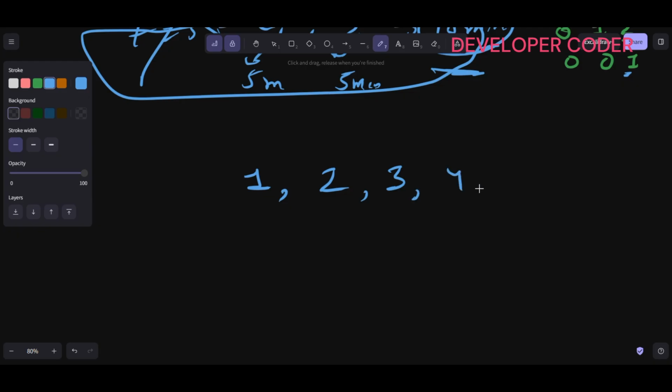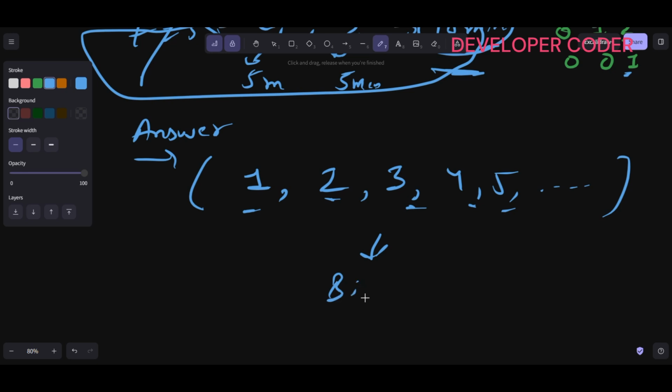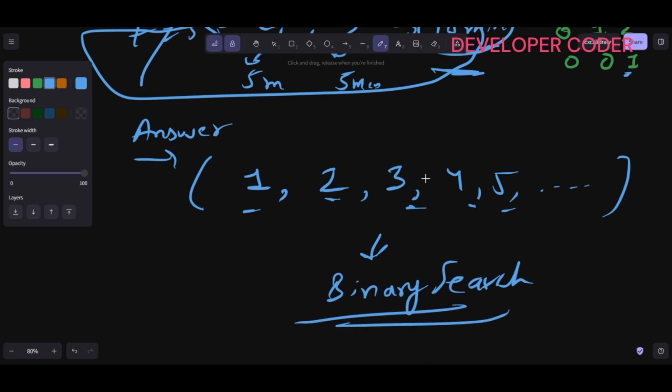with 3, with 4, with 5, like this, the answer is possible. So I can do one thing: this is the answer and I'm searching on the answer, so I can apply the binary search on the answer actually, right? I can apply binary search on the answer because I can easily find out the values, right?